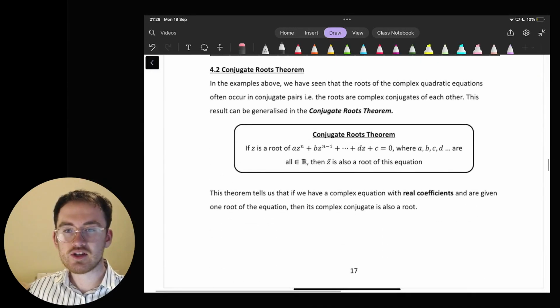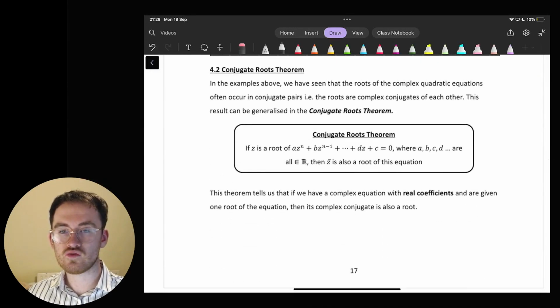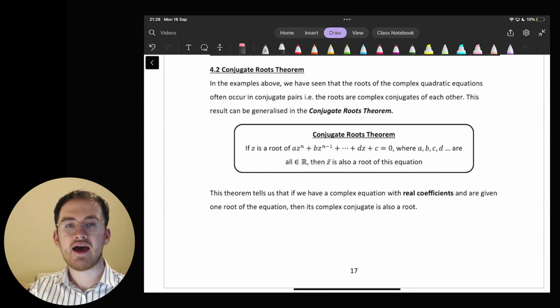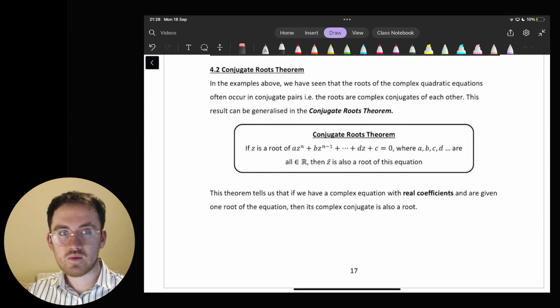And this can be generalized then into the conjugate roots theorem. And that says that if we have a polynomial, so a z to the power of n, whatever n is, it doesn't matter.